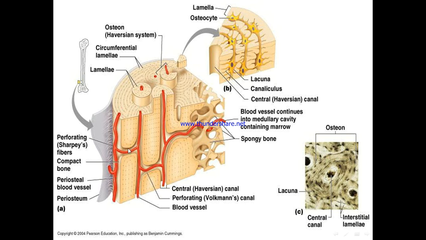While Volkmann canals are tiny, small canals in the bone that transmit blood vessels from the periosteum into the bone and communicate with the Haversian canal. This is Volkmann canal, and this is Haversian canal.